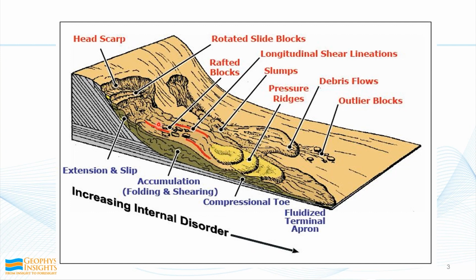Look at these red lines here that run parallel to the direction of the sediment flow. You see three of them there, and those are shear lineations that are internal to many turbidite systems.